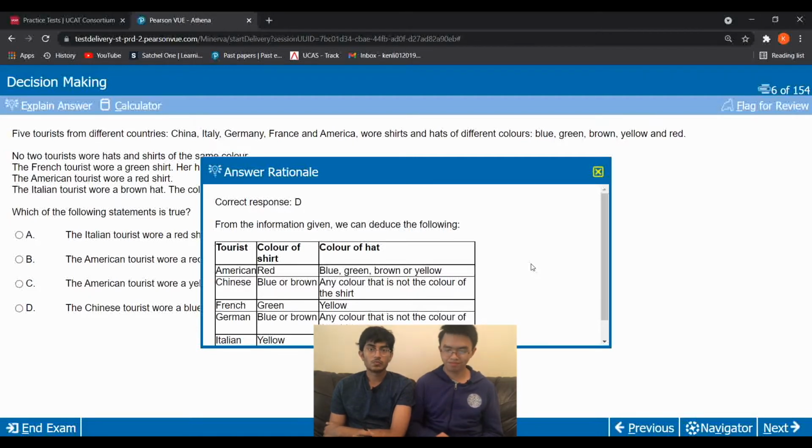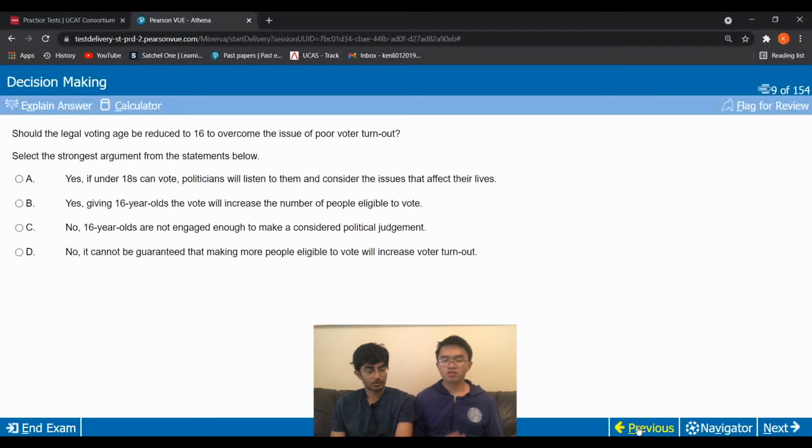So these recognizing assumption questions, they give you a question, and the question consists of two parts. One part is a proposal. So in this case, it's should the legal voting age be reduced to 16? And then the second part is the goal. The goal is to overcome the issue of poor voter turnout. And then you have to select the strongest argument from the following arguments.